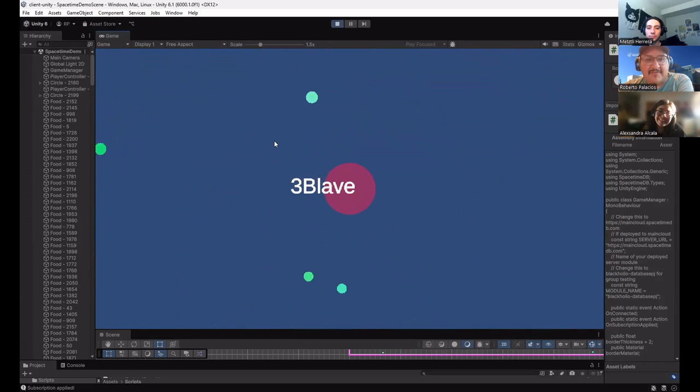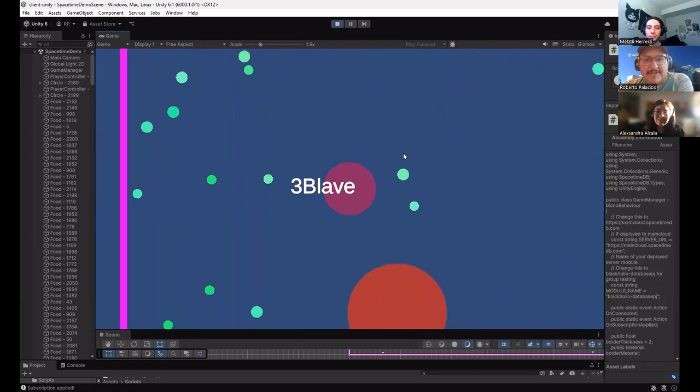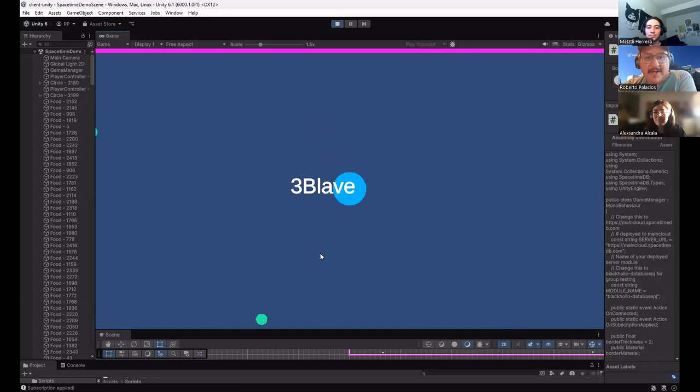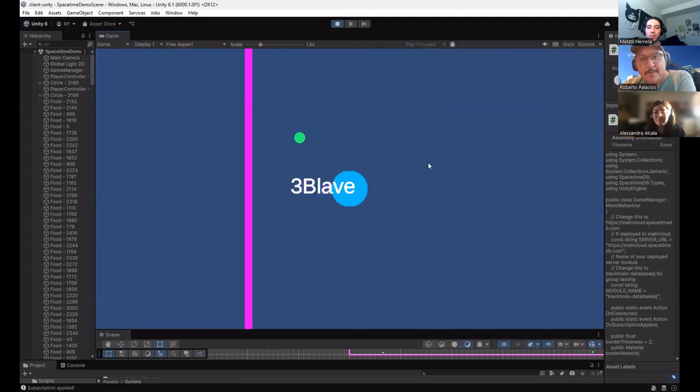interactions are based off of a Maincloud instance of SpacetimeDB, which means that anybody with our client can interact. Our player models are quite responsive to the motions of our cursor, and that enables us to have fairly fruitful multiplayer, real-time multiplayer experiences with other people.